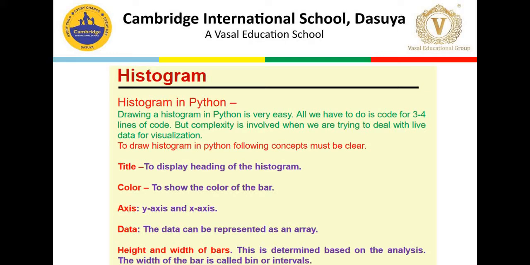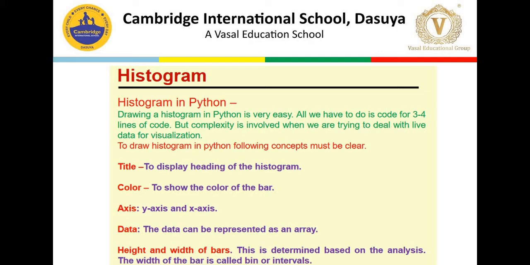So how to draw a histogram in Python is very easy. All we have to do is write 3-4 lines of code. So this is very simple. We will do it practically in the Jupyter notebook right now. But the complexity is involved when we are trying to deal with live data for visualization. The problem is that every time we are not dealing with offline data, sometimes we deal with online data also. So here it becomes a bit challenging.